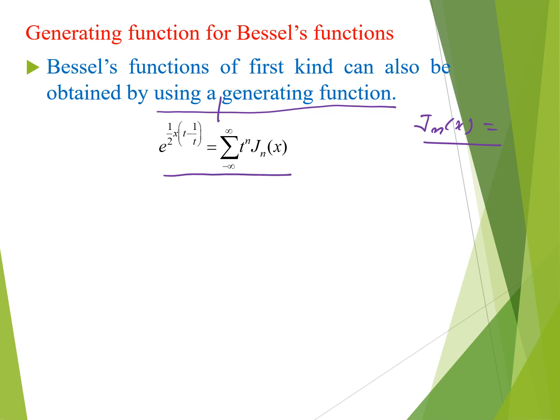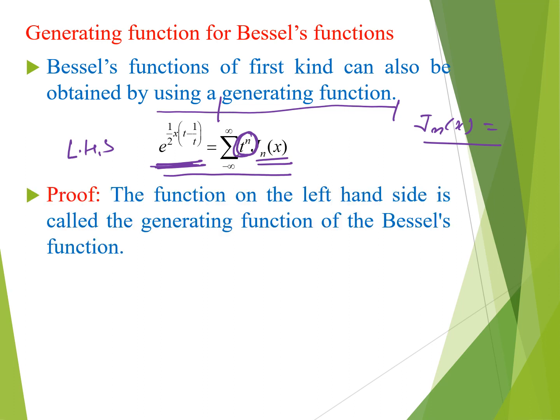If we expand the left hand side, then the term which is multiplied with t to the power n in the expansion of the left side is called J_n(x). That's why it is called a generating function.